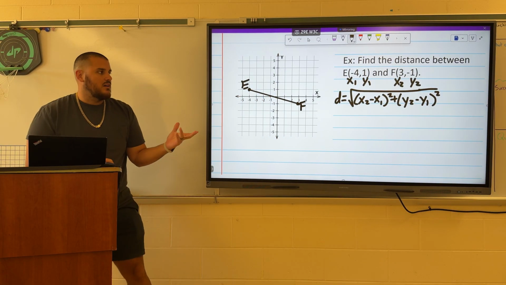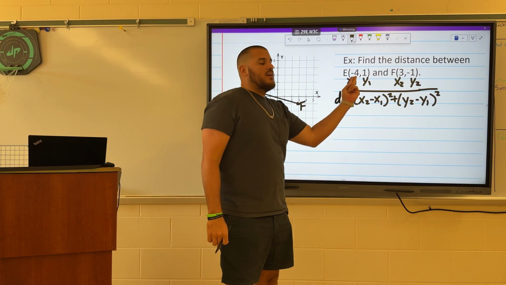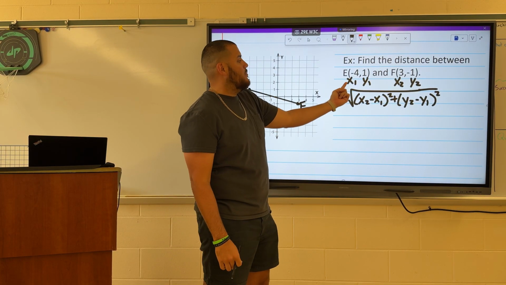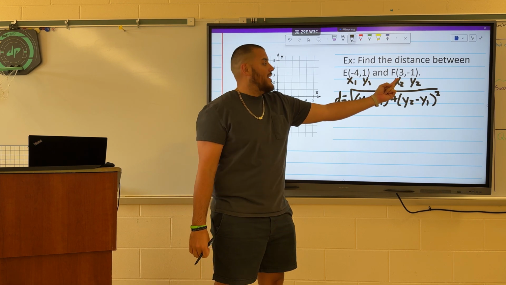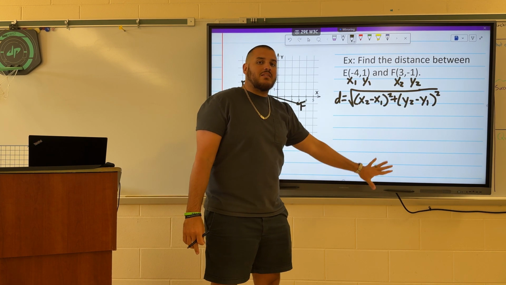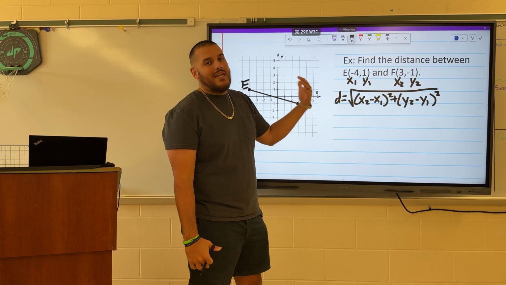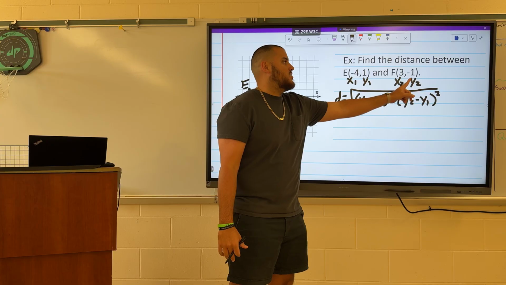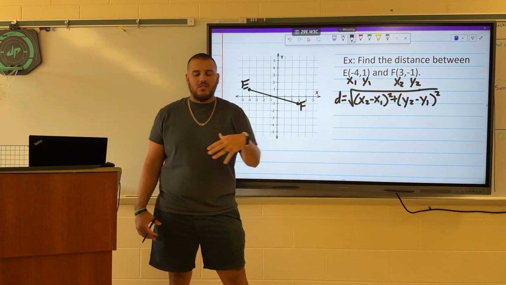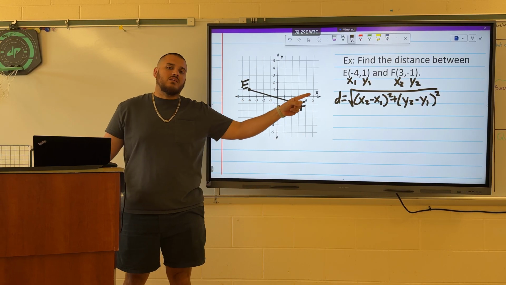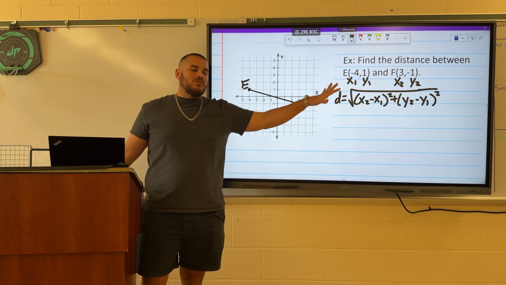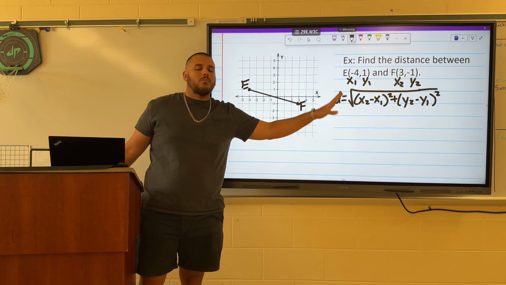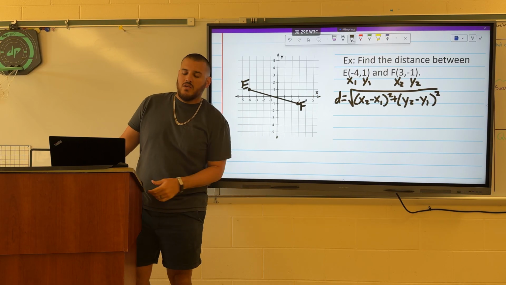What matters here is that we have the 1's together at the same point and the 2's at the same point. I could have flipped these and labeled this x2, y2, and this x1, y1. I would still get the same answer in my formula. What I cannot do is label this x1, y2, and this x2, y1. I would get an incorrect answer in my formula. So 1's together, 2's together. Once we have them labeled, we're going to substitute those values into our distance formula and then do the algebra to solve for the distance.